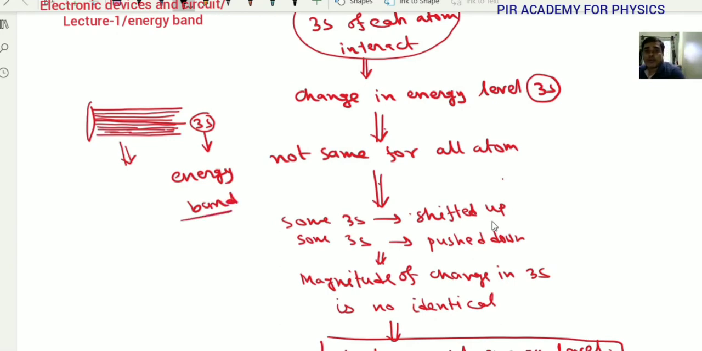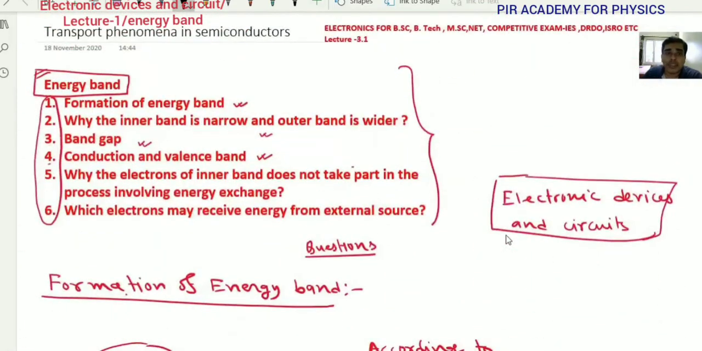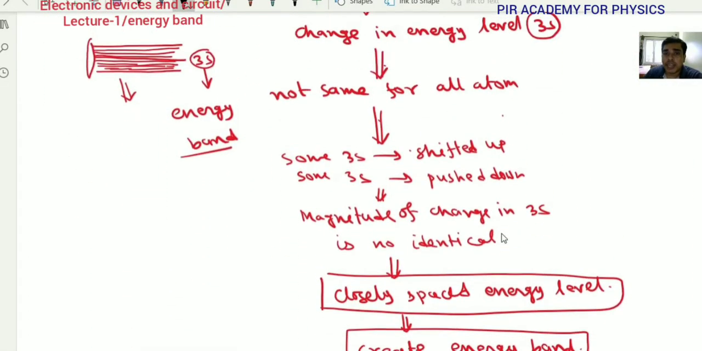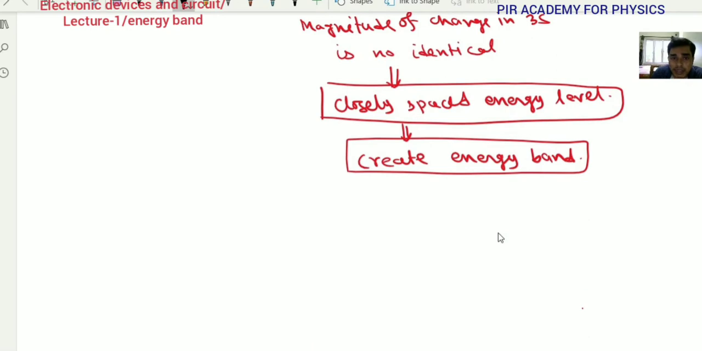I hope all of you understand how the energy band is formed in metals, semiconductors, that means in materials. Okay, this is the first question I have completed, that means the formation of energy band. Similarly, this is the 3s energy band. If I draw the energy band, then it will be like this. This is the energy band of sodium.